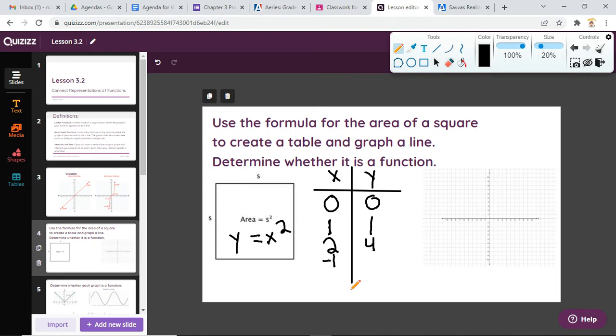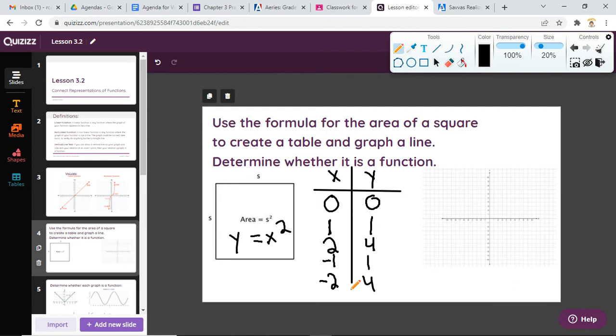Well, how about negative 1? Y is equal to negative 1 squared. Negative 1 times negative 1. Remember, a negative times a negative will give you a positive. Negative 1 squared is 1. How about negative 2? Well, negative 2 times negative 2 is 4.